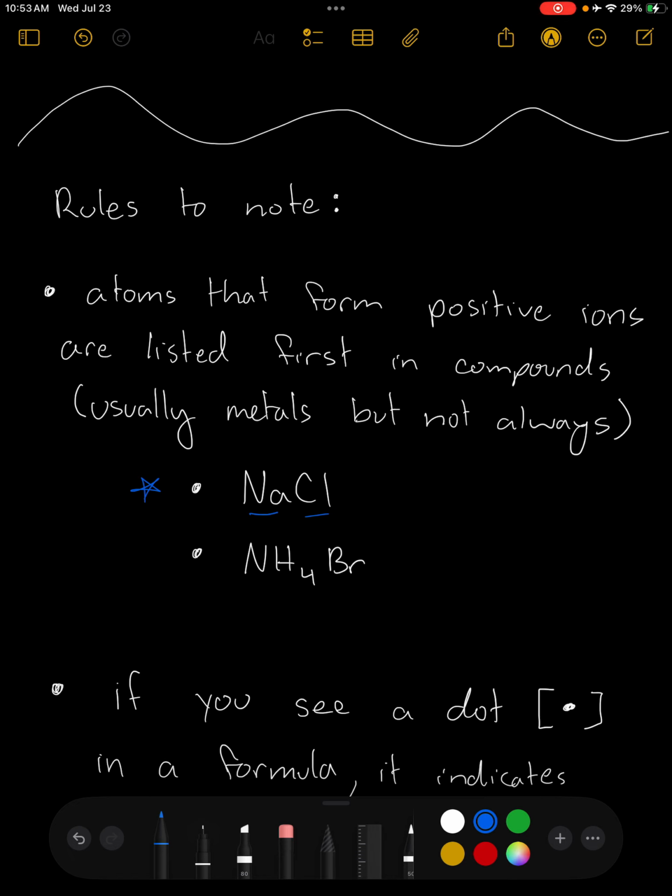Some positively charged things can be polyatomic in nature, like this one. This is ammonium, which is a polyatomic ion that has a +1 charge. Therefore, in the compound ammonium bromide, ammonium gets listed first. So it's just like a little rule of thumb. If you're not sure which part of a compound might be a positively charged ion or might form a negatively charged ion, that's how you tell.